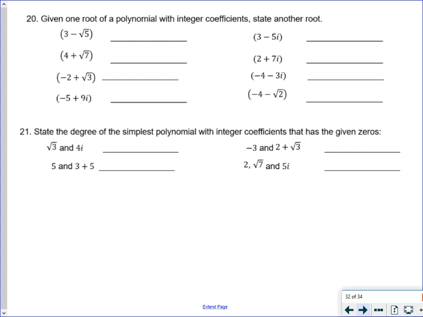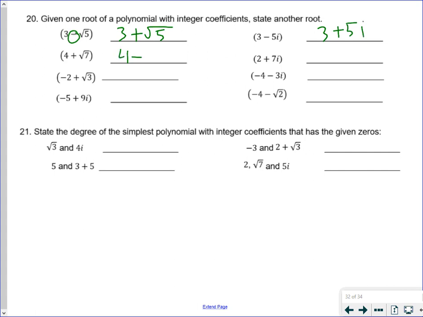All right. And because of that, the sign in front of the square root or the i is what's going to change between the 2 pairs. That's all that's going to change. So if you have a zero of 3 minus root 5, you also will have a zero of 3 plus root 5. You only change the sign in front of the square root or the i. All right, because that's where the plus or minus is in the quadratic. Next, we have 3 minus 5i, so we'll have 3 plus 5i.